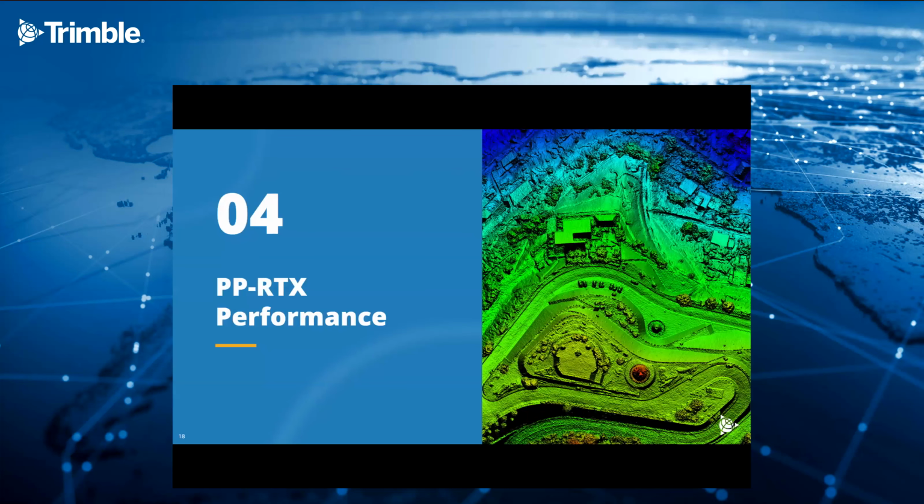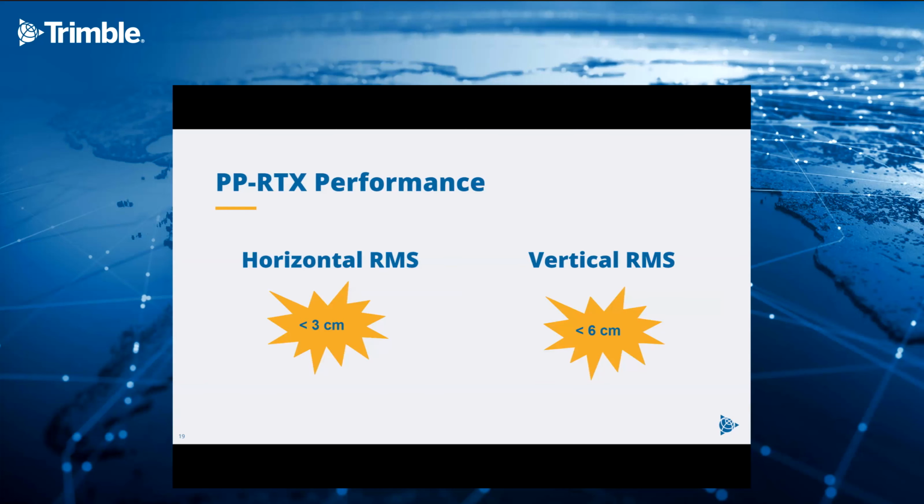So what is the performance that we can expect? Whether you use Ion Fusion PP-RTX standard processing or the new Ion Fusion plus PP-RTX2 processing, doesn't matter. The horizontal RMS that we specify is below 3 centimeter, and the vertical RMS is below 6 centimeter.